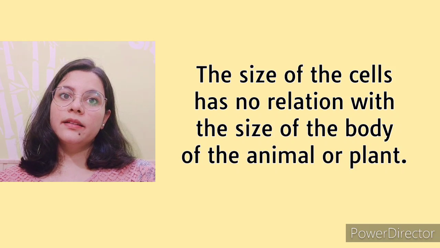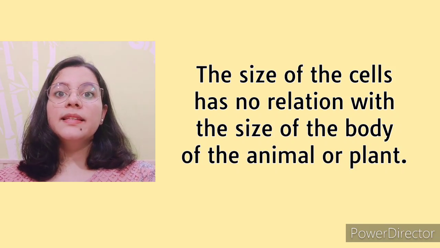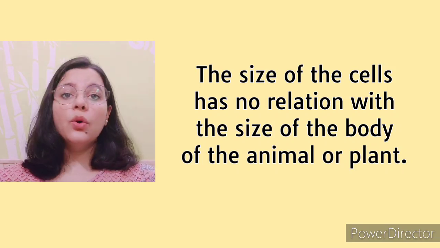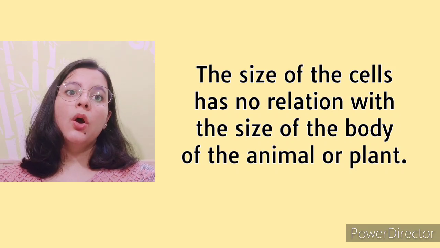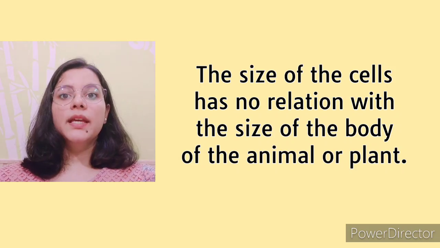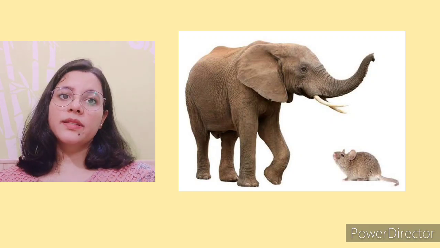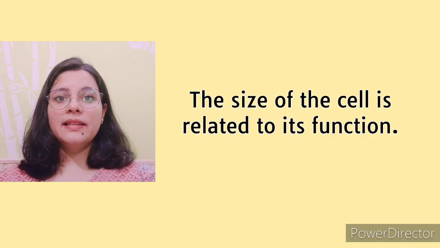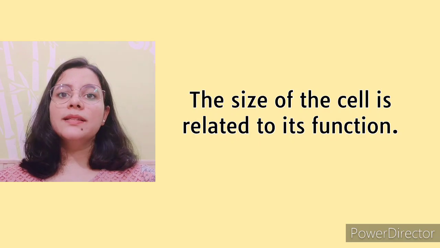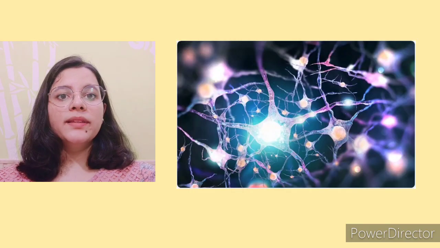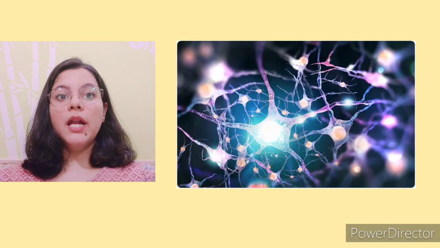So, are the cells in an elephant larger than the cells in a rat? The size of the cells has no relation to the size of the body of the animal or the plant. It is not necessary that cells in the elephant are much bigger than those in a rat. The size of the cell is related to its function. For example, the nerve cells both in rat and elephant are long and branched because they perform the same function, that is, of transferring messages.